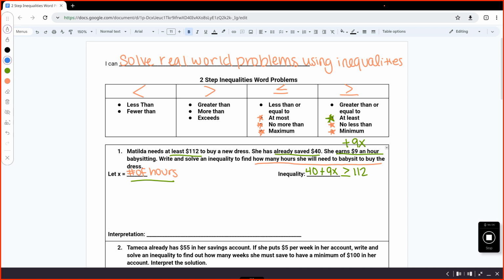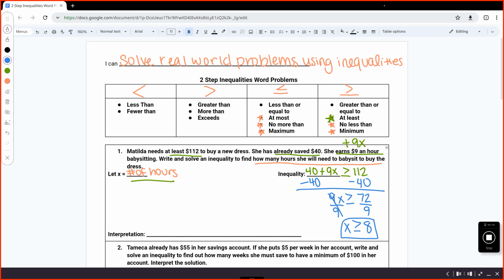Okay, and now we can go ahead and start solving. So we're going to start off with the constant. The constant is 40. We're going to do the opposite, which is minus 40 on both sides. So we have 112 minus 40, and we get 72. And now we're going to divide each side by 9, and then you get x is greater than or equal to 8.